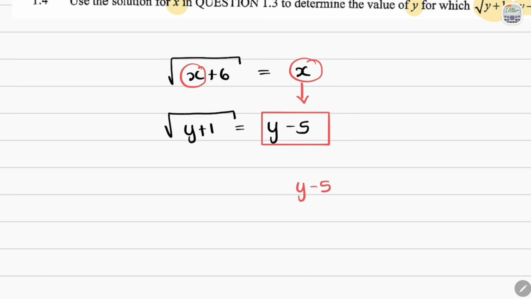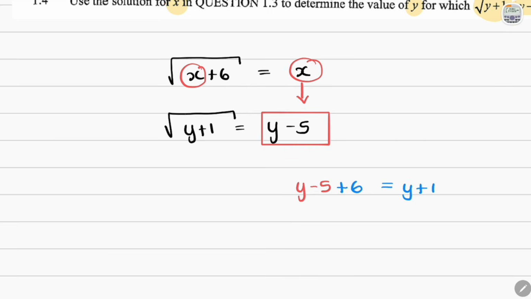Well, the only way we can do that is if you have y minus 5, simply plus 6. Okay, y minus 5 plus what gives you y plus 1? It's y minus 5 plus 6. Okay, negative 5 plus 6 is positive 1. And so this is still at the end of the day equal to y plus 1.